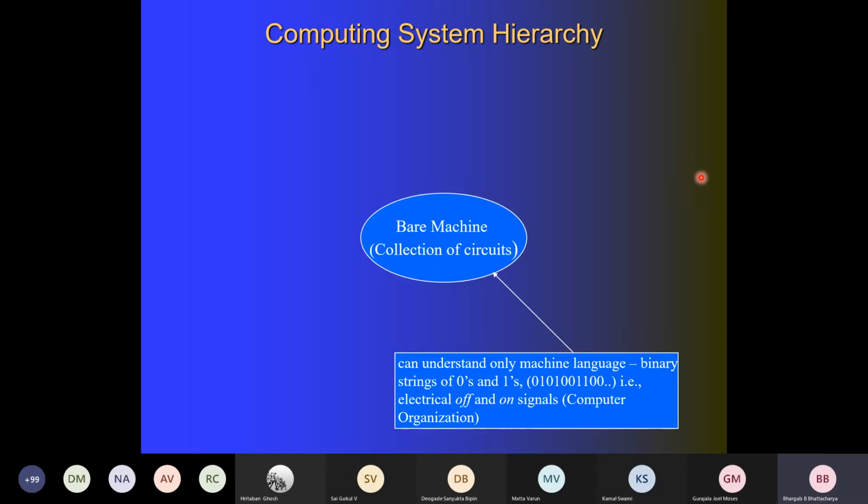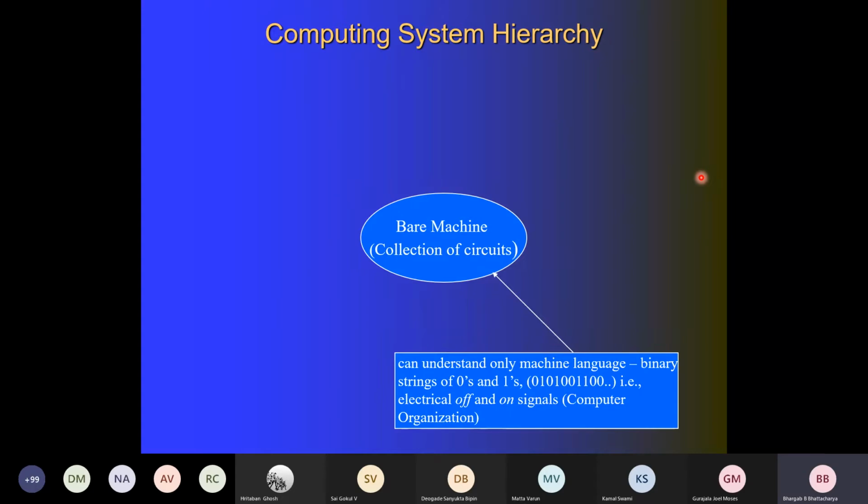So at the core of it, you have what is called the bare machine, which is nothing but a collection of logic circuits. So it has combinational circuits, sequential circuits, different flip-flops representing states and so on. Since it is just a collection of logic circuits, obviously it can communicate with the external world through sequences of zeros and ones, right? So it can understand only binary strings, and this is called machine language. All right, so basically these are nothing but electrical off and on signals.